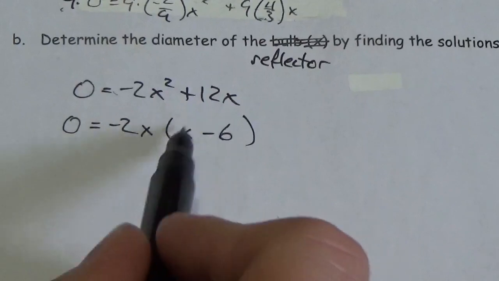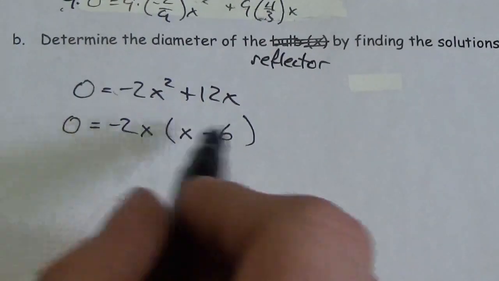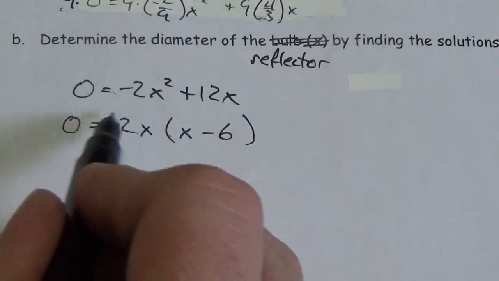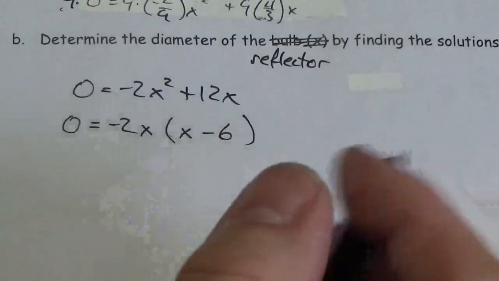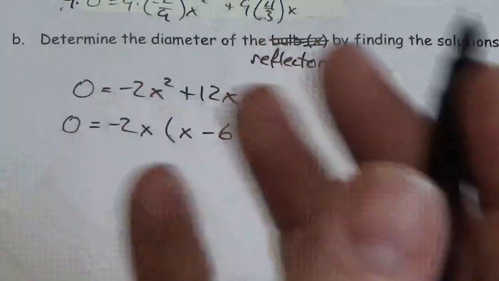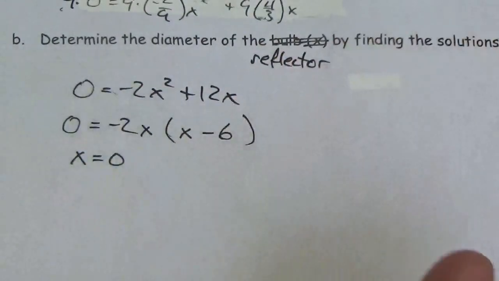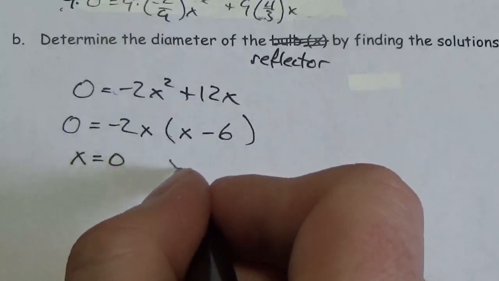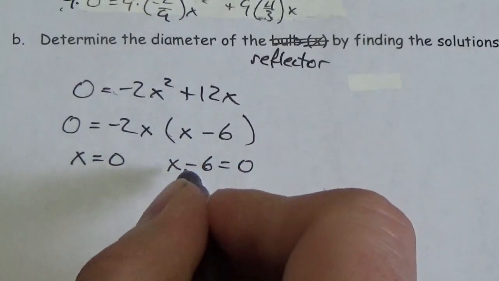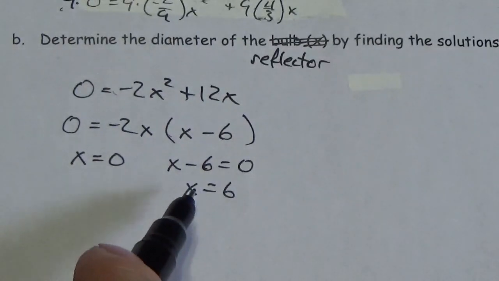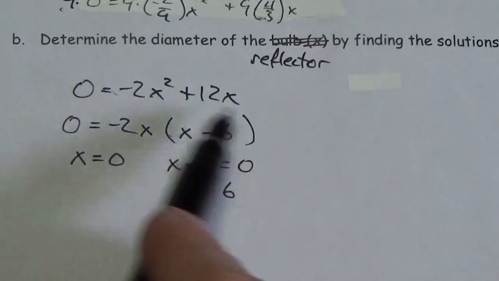Now, when I look at this expression right here in factored form, I've got a negative 2 multiplied by x minus 6. Well, those factors all multiplied together are producing a 0. Well, it's not the negative 2 doing it. Multiplying by negative 2 doesn't produce a 0 as a result. But if that x is equal to 0, that'll do it. And if x minus 6 is equal to 0, in which case I would solve for x and I'll get 6. If x is equal to 6, that will also make this equation equal to 0.